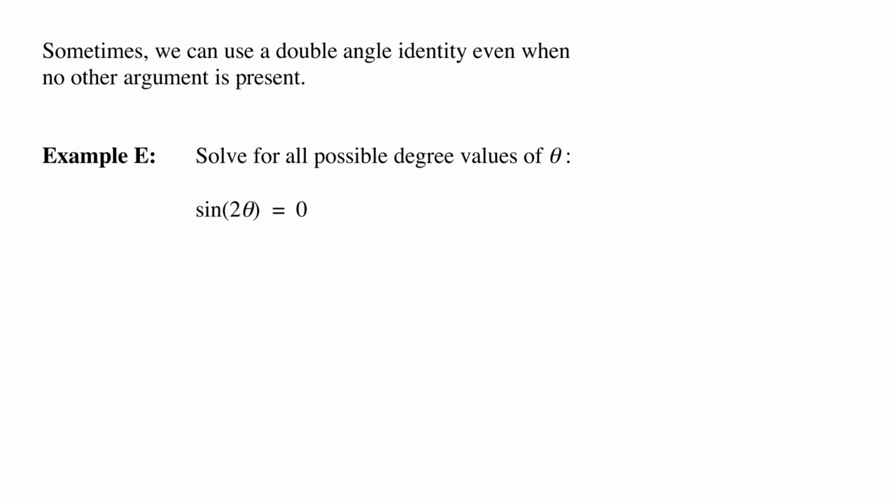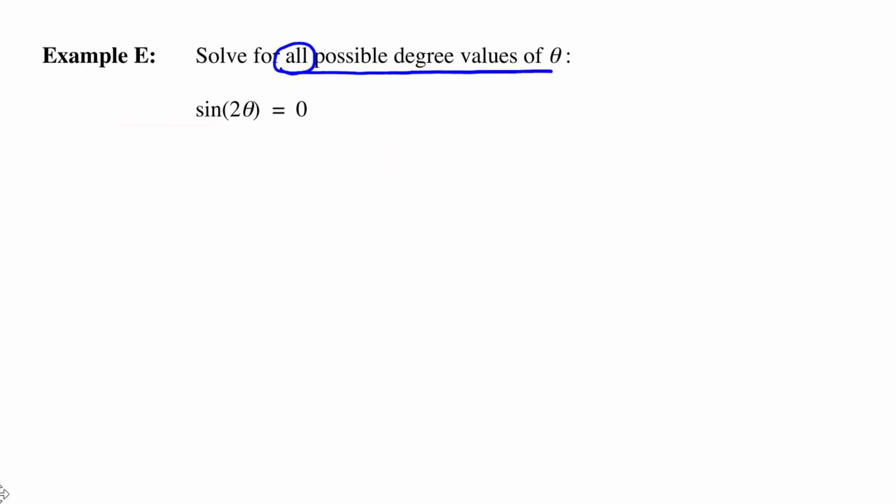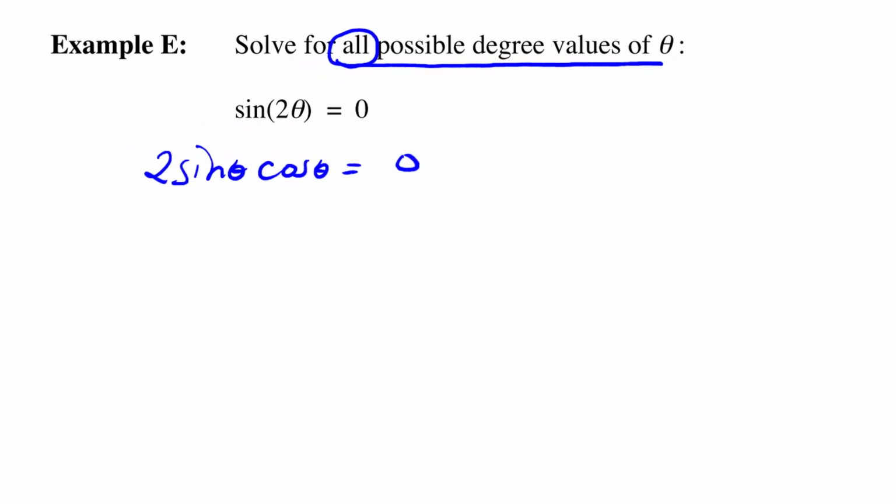In the last example, we used a double angle identity because we had 2 different arguments. But we can also use a double angle identity even when no other argument is present. In this example, we're going to solve for all possible degree values of theta. Sine of 2 theta equals 0. The double angle identity says 2 sine theta cosine theta equals 0.